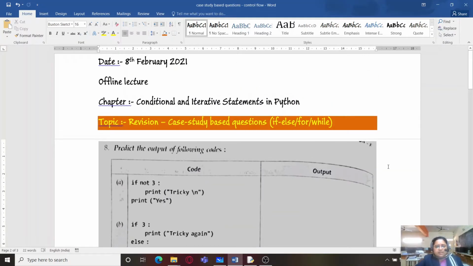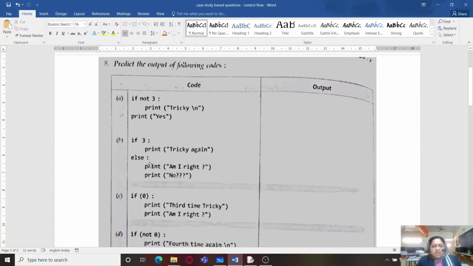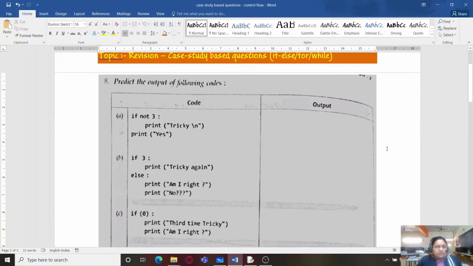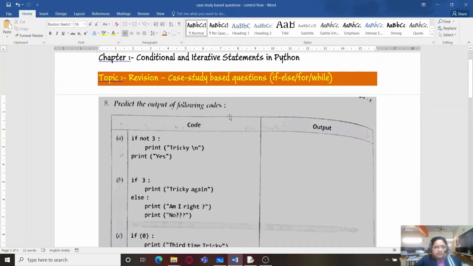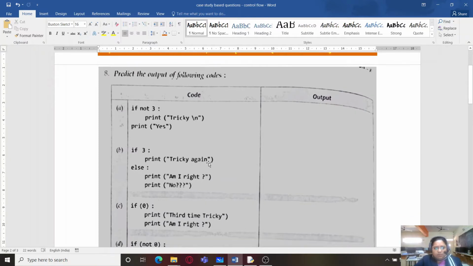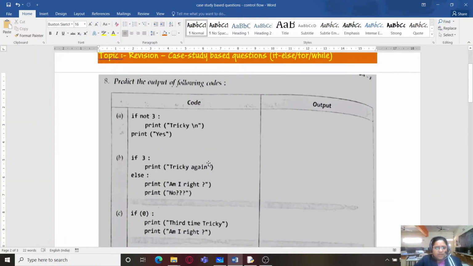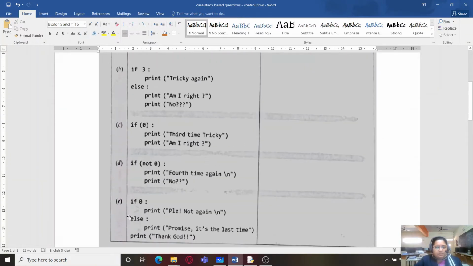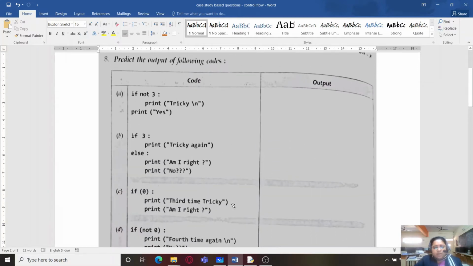So in today's class I am going to take up these 3 questions. As you can see, these are questions which I have picked up from your practical book. So kindly solve your practical book whenever you get time. The first question is, predict the output of the following codes. There are 5 subparts over here, out of which you have to answer only 4, but I'll be discussing the answers for all of them.